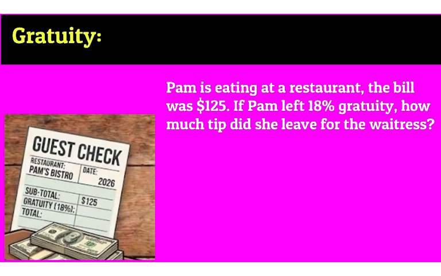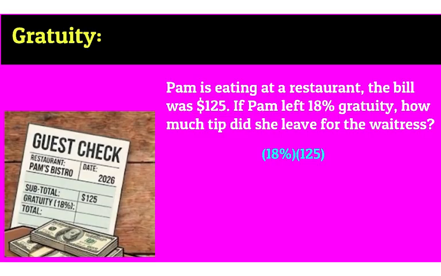What about gratuity or tip? Let's say you got a bill for $125 and you want to leave an 18% tip. All you're doing is taking a percent of a number. You're going to take the 18% and you're going to multiply it times the total bill, which is $125, and convert the 18% to a decimal, and then multiply, and you're going to give a $22.50 tip.